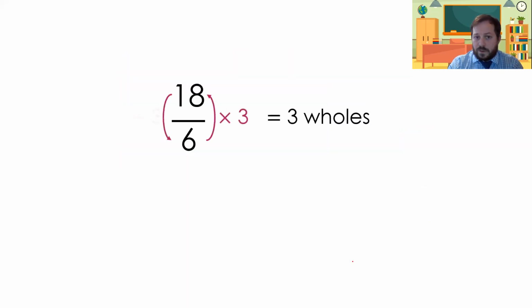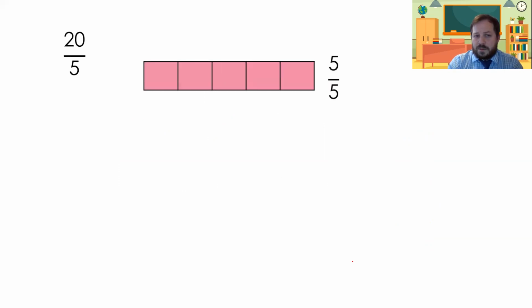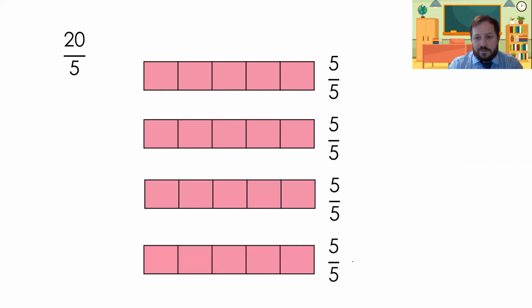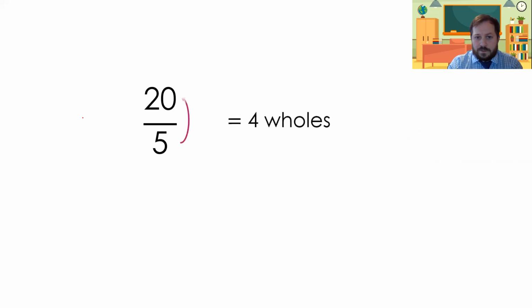So that's our link there. 6 goes into 18 3 times, or 18 divided by 6 is 3. That's 3 whole ones. How about this one? 20 fifths. How many do we think there are before we go any further? Let's have a look. We've got 5 fifths, another 5 fifths, another 5 fifths, another 5 fifths. That's 5, 10, 15, 20 fifths in total. That is 4 wholes, because 20 divided by 5 equals 4.